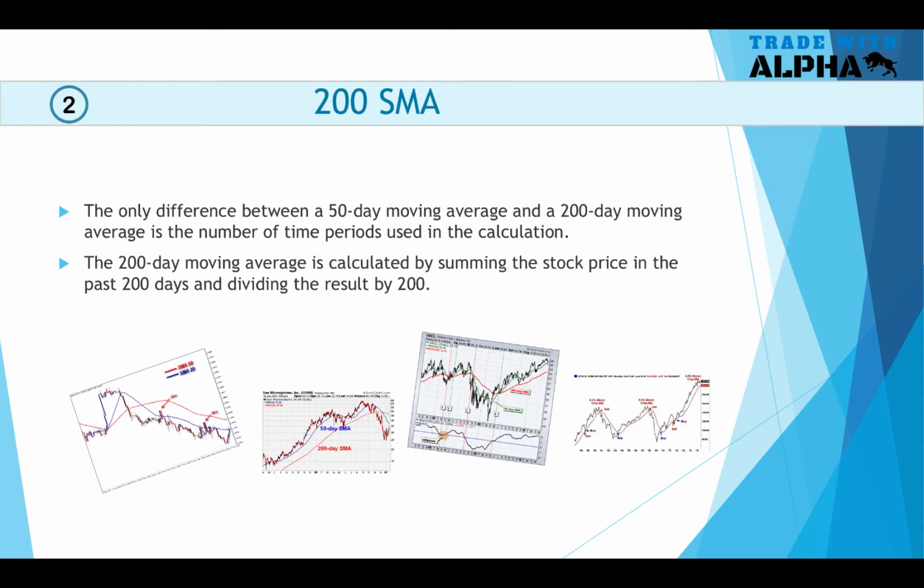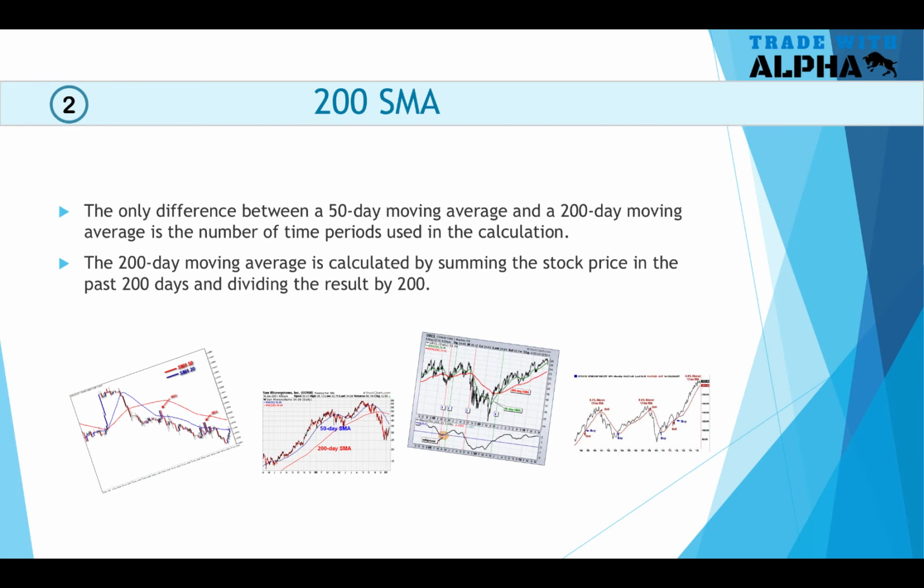Next is a 200 moving average. The only difference between a 50-day moving average and a 200-day moving average is the number of time periods used in the calculation. So you saw in that formula that at the bottom is the time period, so the range, the period of time that we're looking at. Now, in this case, it's 200. So we're looking at the past 200 days instead of the past 50 days.